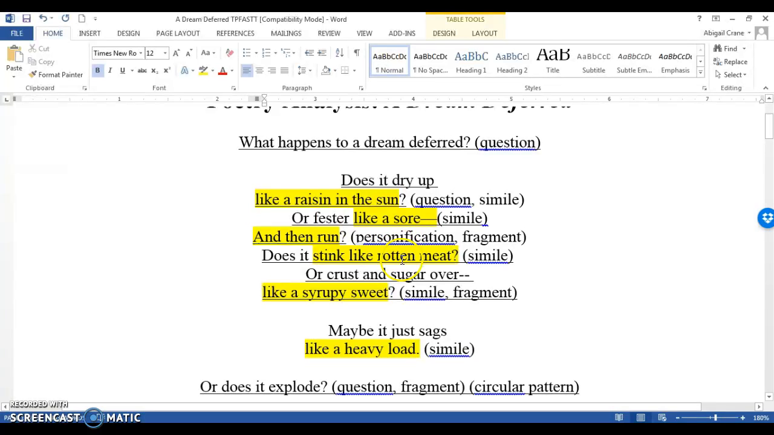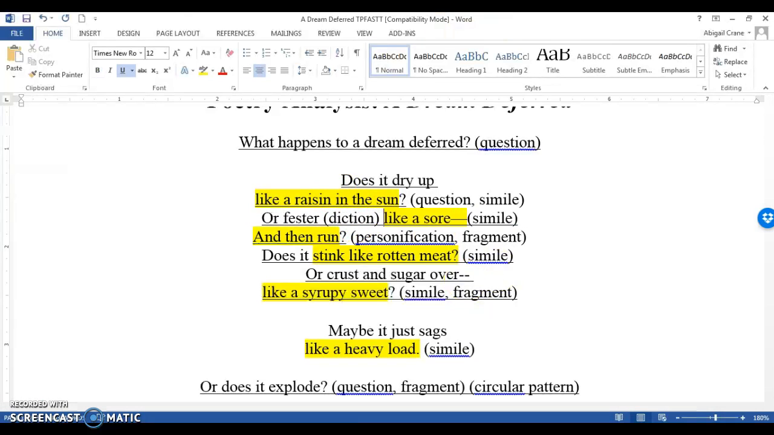But what about a sore? We don't only have a simile here, but we have a personification as well as a fragment. Fester is a really great example of diction. So I'm actually going to make a note. We have some diction here. Fester means to not heal, right? Like a sore that festers means it continues to be unhealthy. It is not in a healed state like a scab would be if you got a scratch on your arm. So it continues to be an open wound.